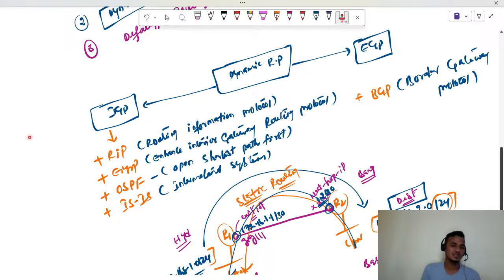What is an autonomous system? A stands for autonomous system. It is a collection of routers under a common administrative domain.